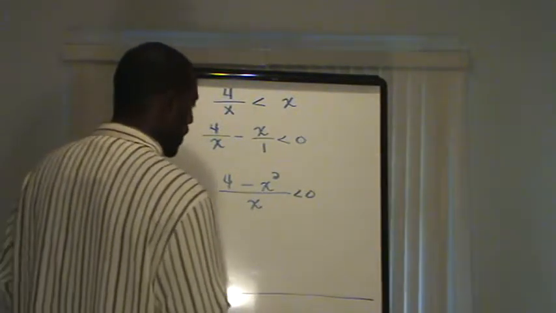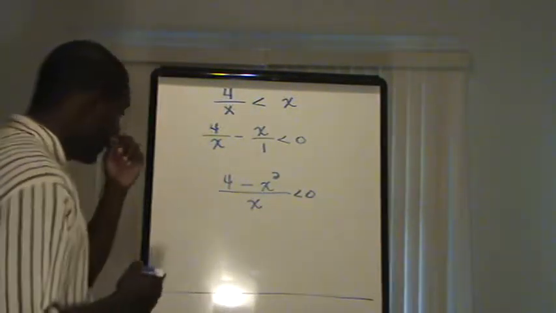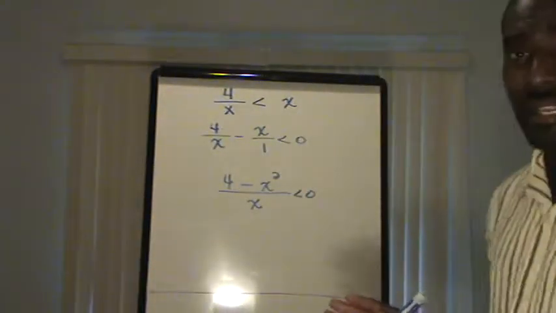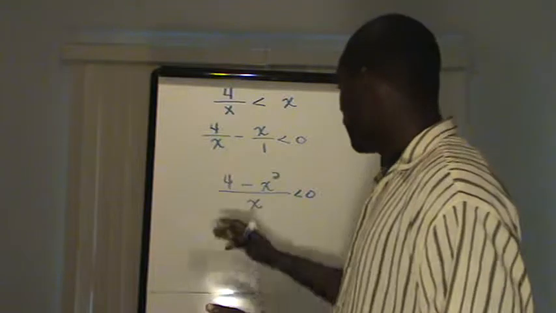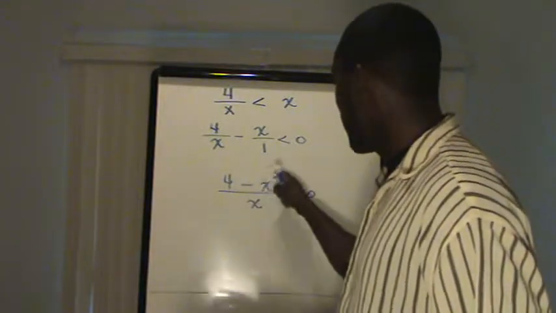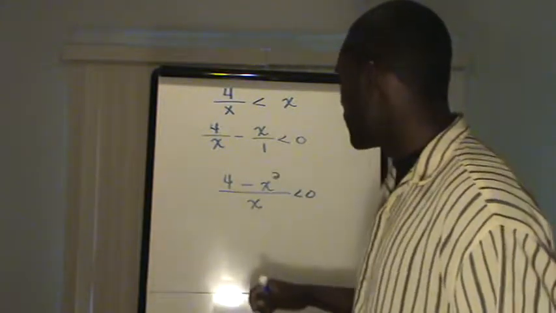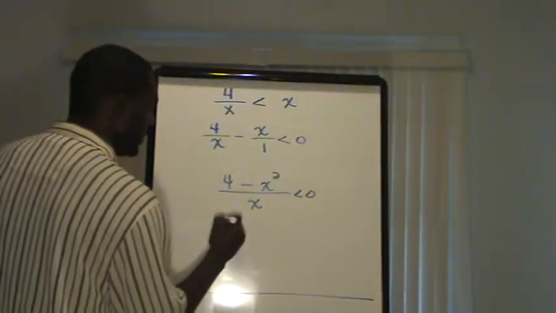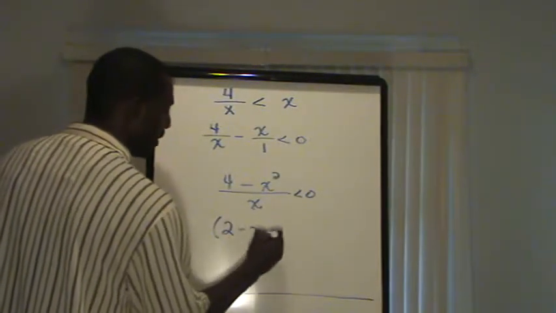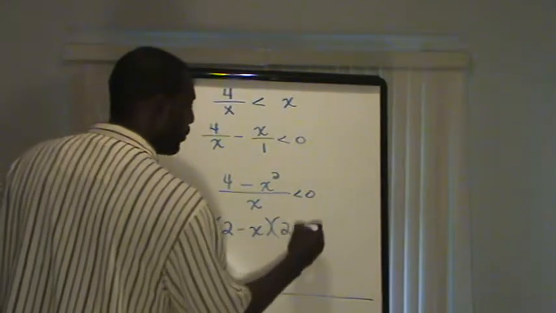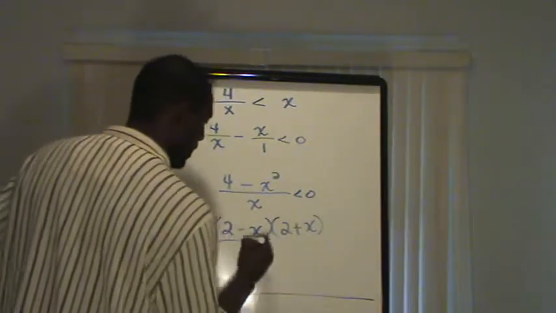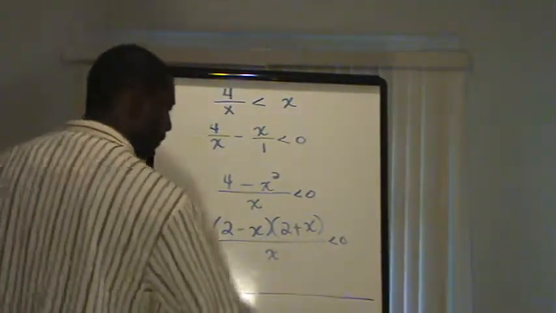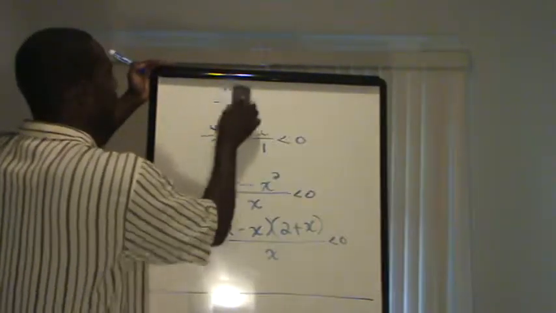So now we see there's one factoring technique that is left in this problem. This is a difference of 2 squares, and we factored one like this earlier. A difference of 2 squares tells us that this is going to be 2 minus x and 2 plus x, all over x, is less than 0. So the algebra is now over.